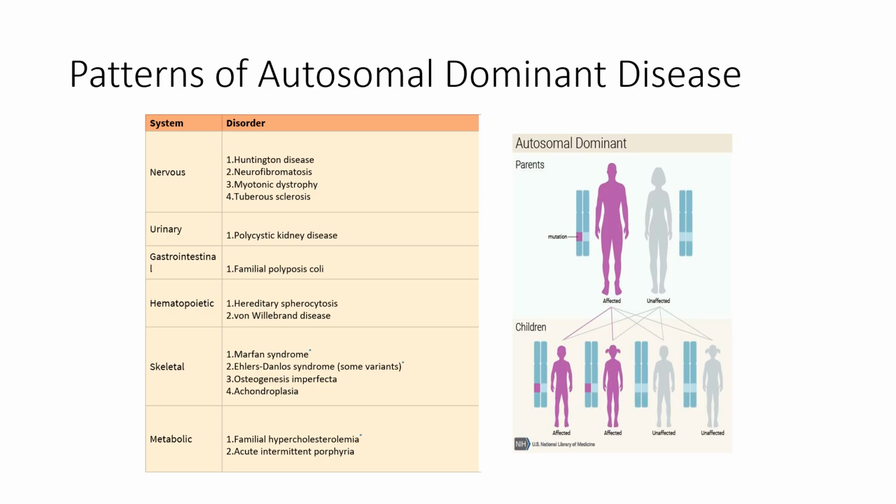Take a look at the diagram on the right. The pedigree style graphic on the right shows the classic vertical transmission pattern. Affected individuals in multiple generations with about 50% of offspring affected. When you see disease popping up generation after generation, autosomal dominant should be one of your first thoughts.